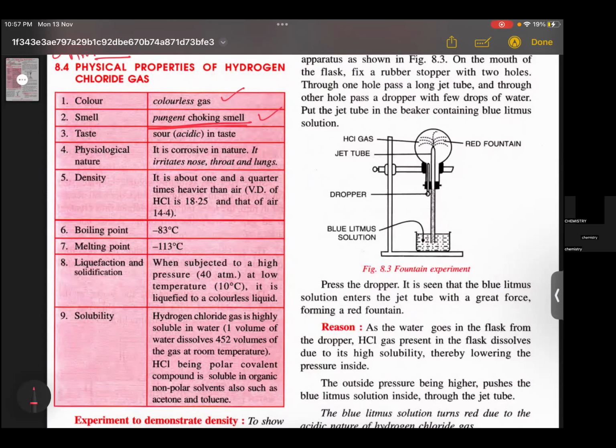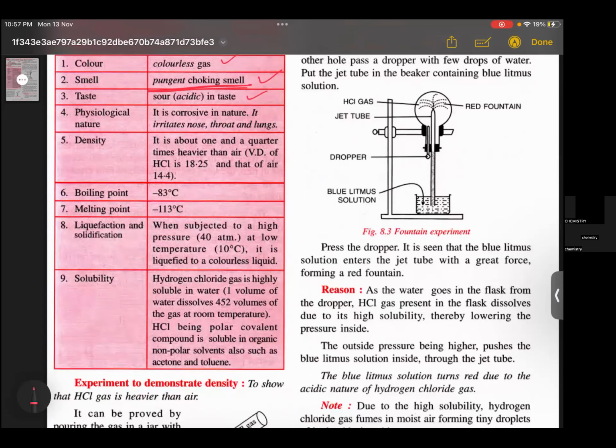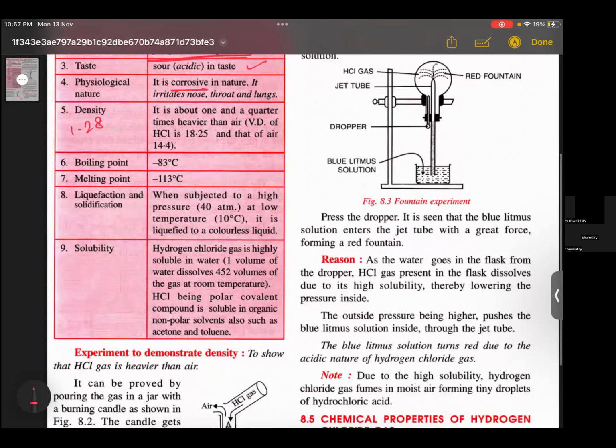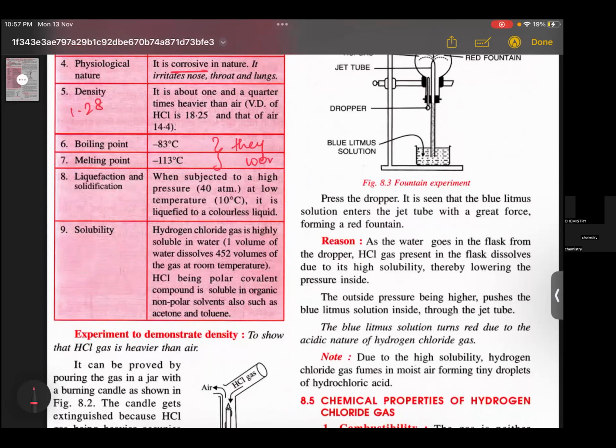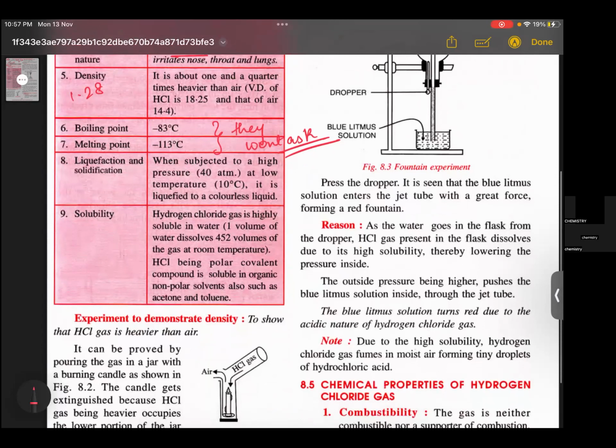So we need to know that it's acidic or sour. It is corrosive in nature. We did this, that it is 1.28 times heavier than air. Boiling point, melting point, they won't ask you the values, so not needed. When subjected to high pressure, okay, wait, look, this is also not important.